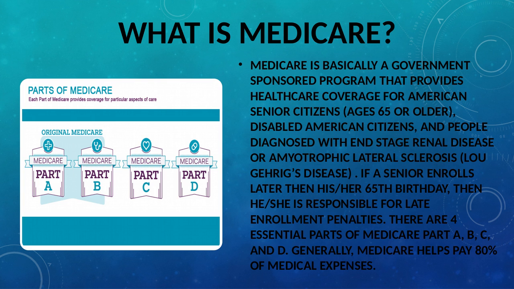A senior might be subjected to a late enrollment penalty if they enroll later than his or her 65th birthday, and they will be responsible for any late enrollment penalties that incur after being enrolled past the 65th birthday. There are four essential parts of Medicare: Medicare Part A, Part B, Part C, and Part D. Generally, Medicare helps pay 80% of medical expenses, and the 20% is paid by the beneficiary.